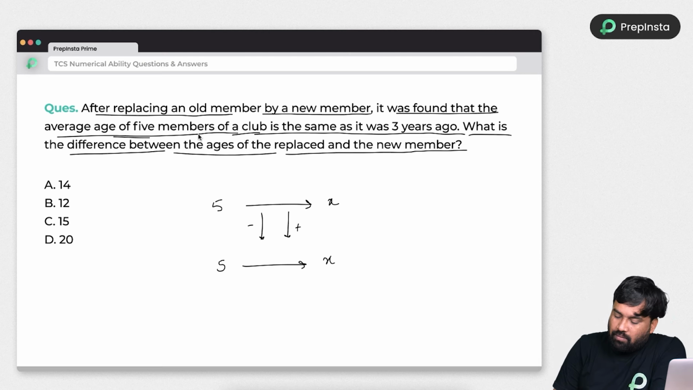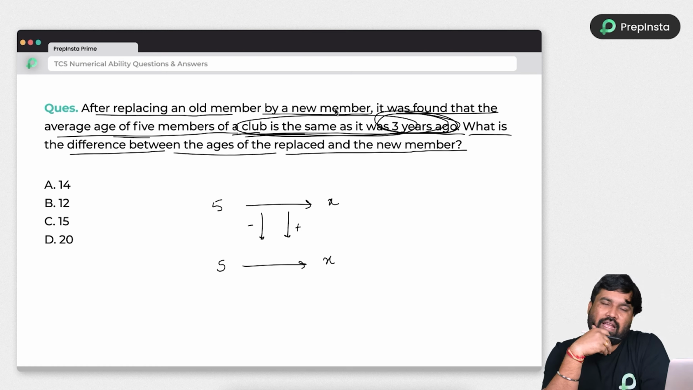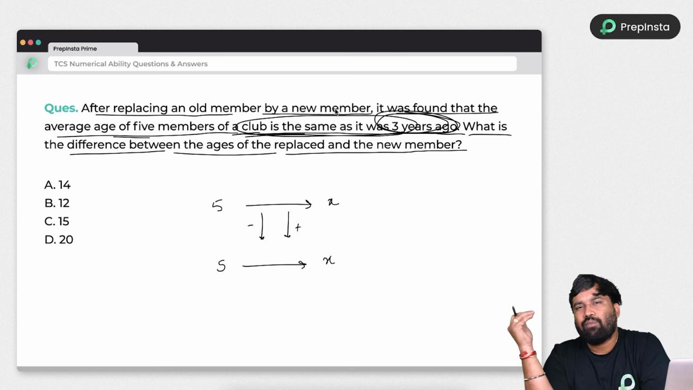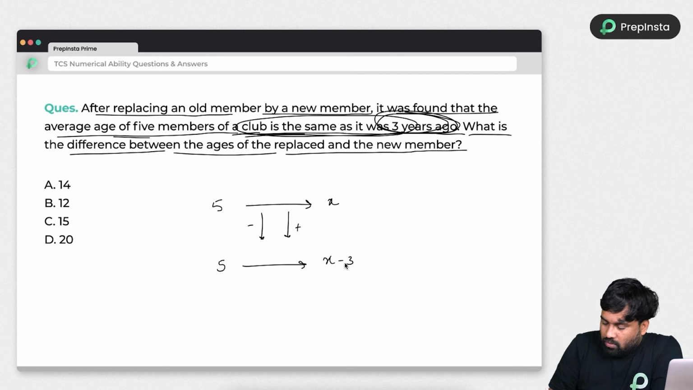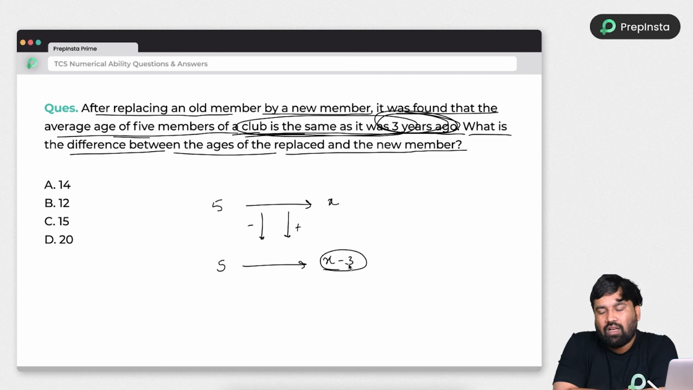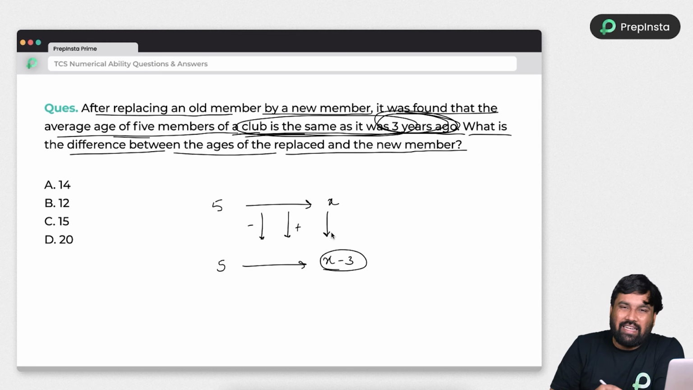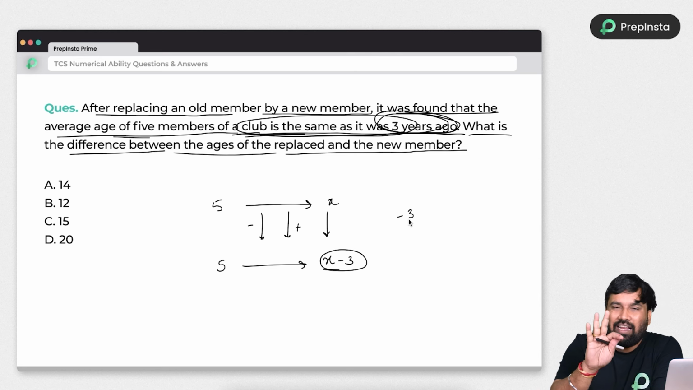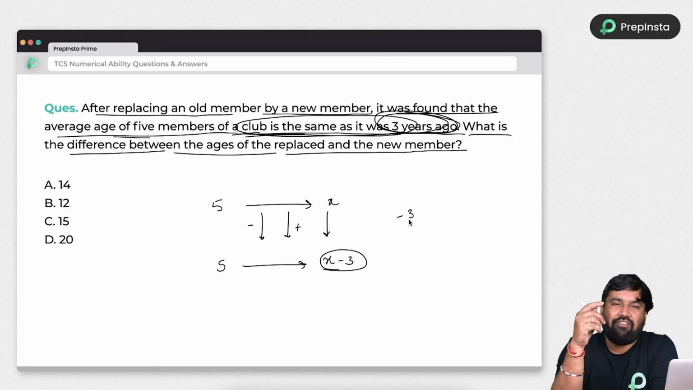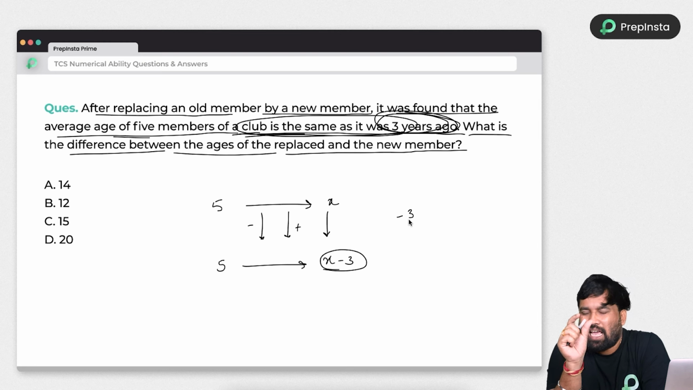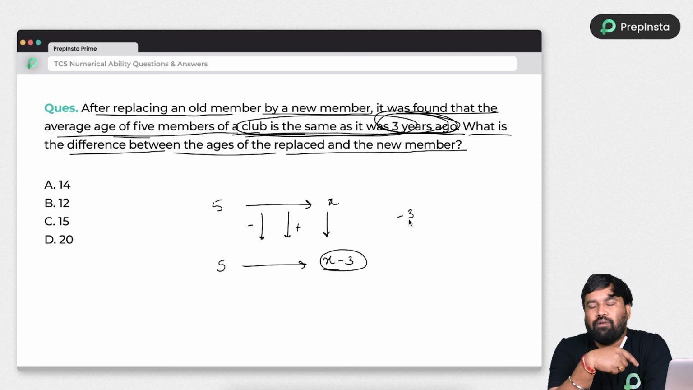But what they are saying is, because of the person who left and the person who joined, the club age is changed to 3 years ago. 3 years ago means, tell me, can I say this? Every person is decreased by 3. So the average also decreased by 3. So 3 years ago means the age becomes x minus 3. Age is decreased or increased? Decreased, right? So how much? 3 years each person. The average decreased means the same amount will be decreased from each of the persons.